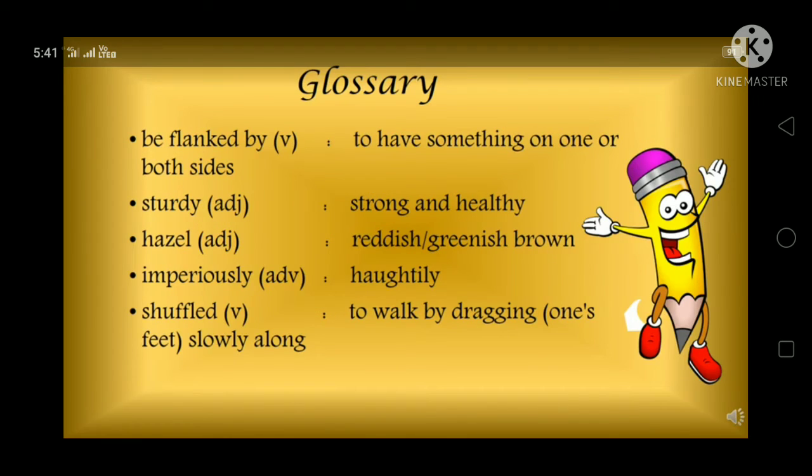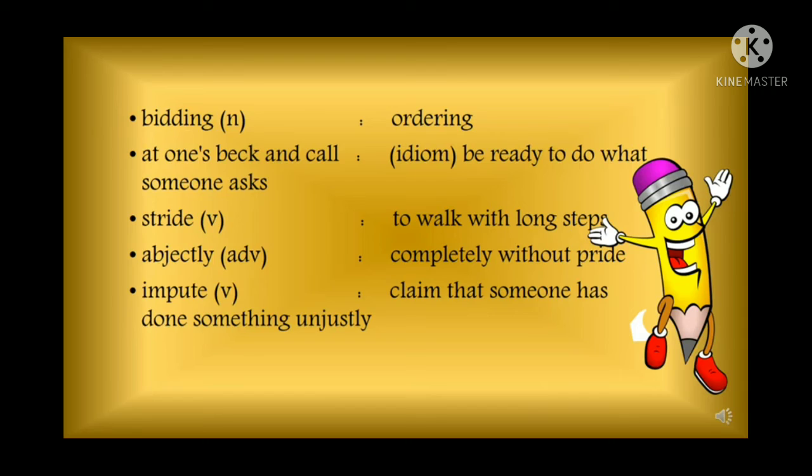Let us see the glossary part. Be flanked by: to have something on one or both sides. Sturdy: strong and healthy. Hazel: reddish or greenish brown. Imperiously: haughtily. Shuffle: to walk by dragging slowly along. Bidding: ordering. At one's beck and call: be ready to do what someone asks. Stride: to walk with long steps. Abjectly: completely without pride. Impute: claim that someone has done something unjustly.